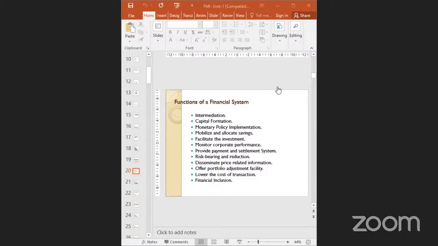RBI, so you must have heard popular terms like CRR and SLR, repo and all. These are some of the terms through which RBI tries to create money, to form capital. Apart from that, see how the stock exchange does capital formation. The stock exchange does capital formation by registering the companies into the stock exchange. That is called listing of securities. Listing of securities is one of the best ways to form capital.